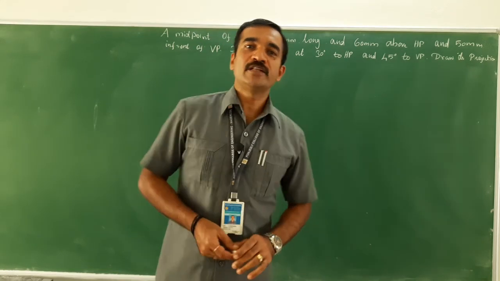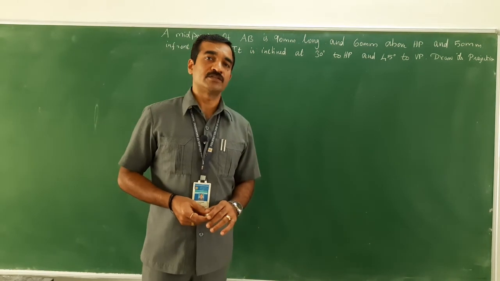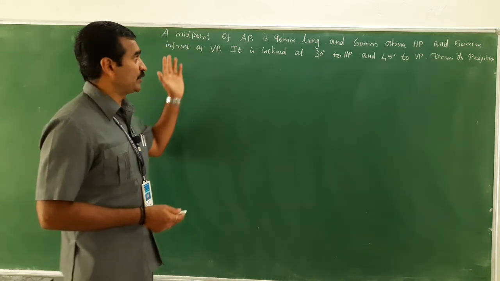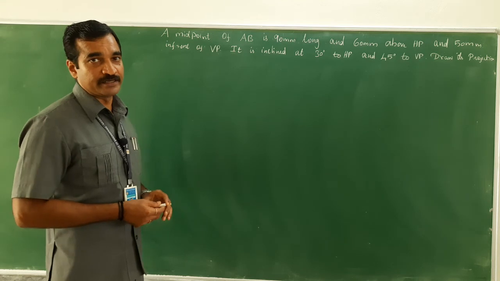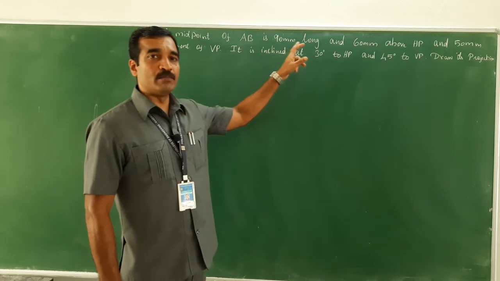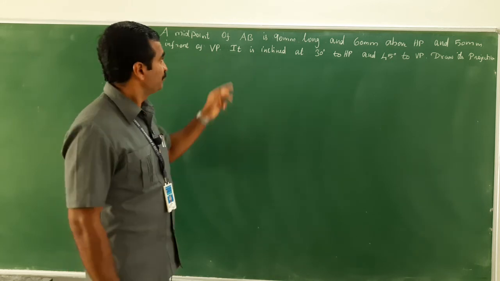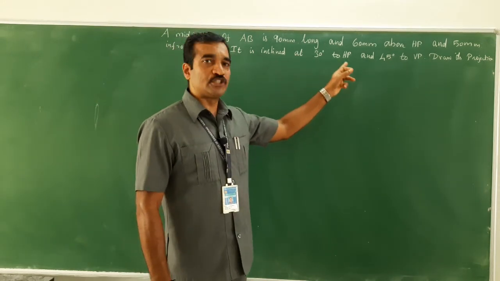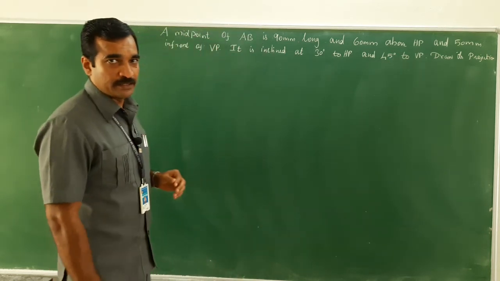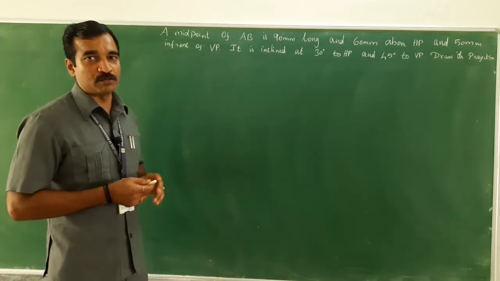Very good morning, students. For this lecturing video session, I am going to solve a problem from the chapter projections of straight lines. So let me just read out the question and make you understand what is being asked and what are the data given here. A midpoint of AB is 90 mm long and 60 mm above HP and 50 mm in front of VP. It is inclined at 30 degree to HP and 45 degree to VP. Draw its projections.